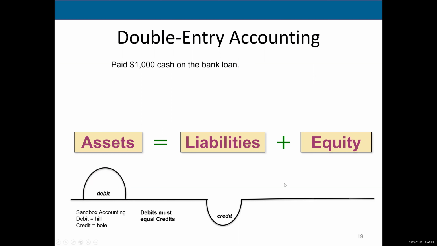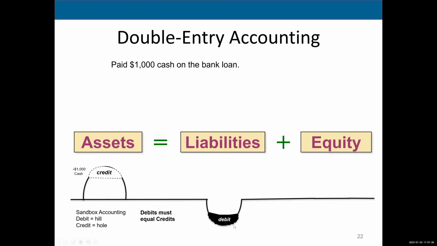All right. How about this one? Paid $1,000 cash on the bank loan. Okay. So if we pay cash, what's going to happen to our hill? Well, it's going to get smaller, right? Because we're going to be crediting cash. What's that look like? Minus cash. We're going to take that, credit the hill, and where's that sand going to go?